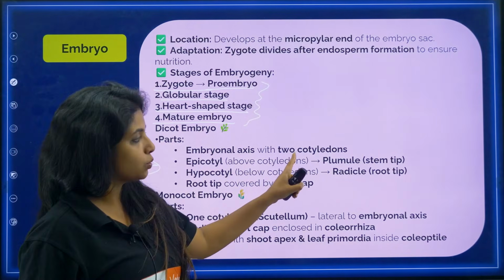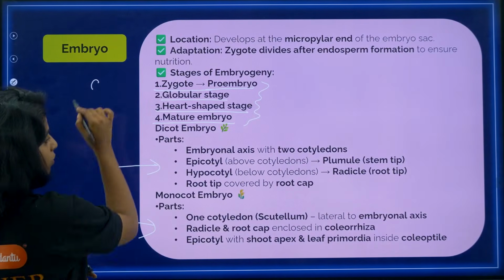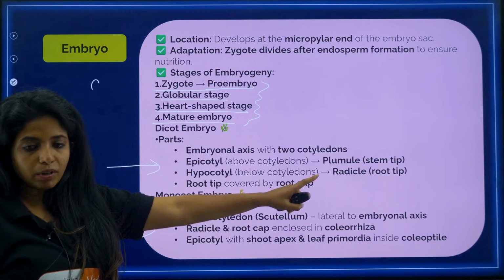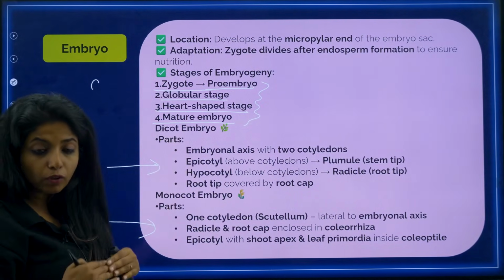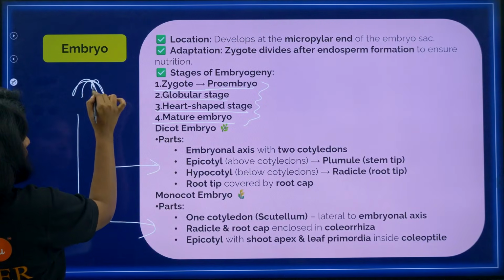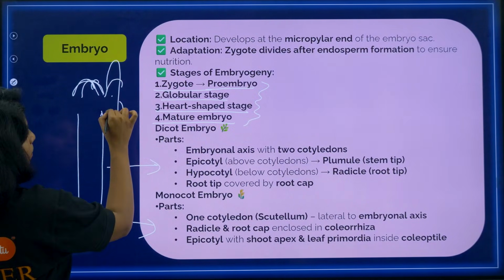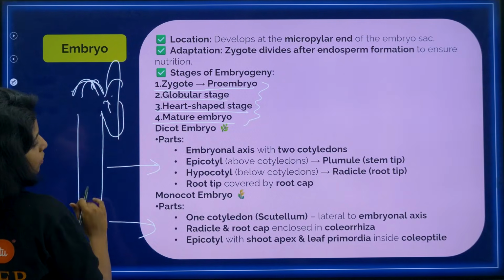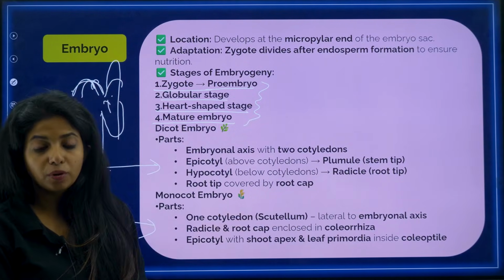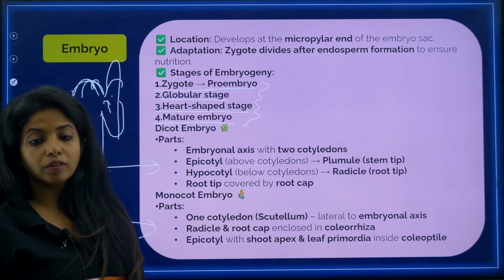So the embryonal axis with two cotyledons: the epicotyl is there, that is above the cotyledons, my dear children. It will be ending in the plumule, that is the stem tip. There is the hypocotyl region, that is below the cotyledons. So the region above the cotyledon is known as the epicotyl, and below the cotyledon is known as the hypocotyl. The hypocotyl basically has the radicle or root tip at the end, and the root tip is covered by the root cap. Talking about the monocot embryo, things are quite different there.